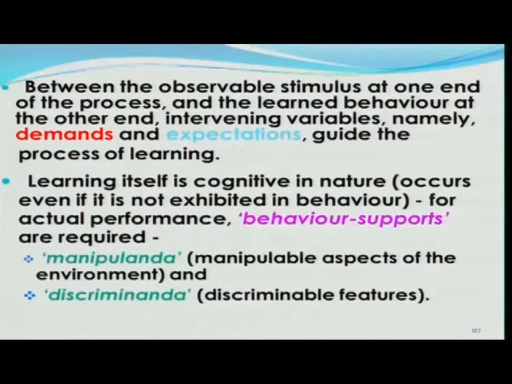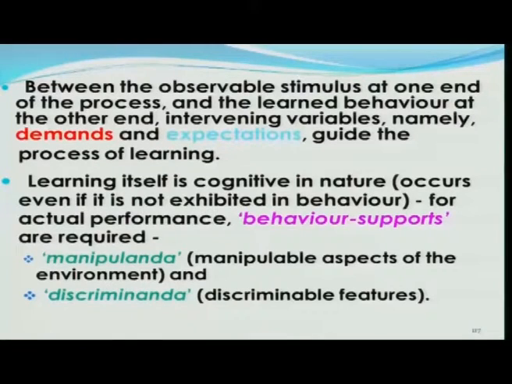Between the observable stimulus at one end of the process of learning and the learned behavior at the other end, which essentially represents the culmination of the learning process, intervening variables were discussed, and two specific intervening variables, namely demands and expectations, were highlighted as variables that guide the learning process. In Tolman's view, learning itself is cognitive in nature. In one sense, that means that this process called learning occurs even if it is not exhibited in behavior that can be observed from outside.